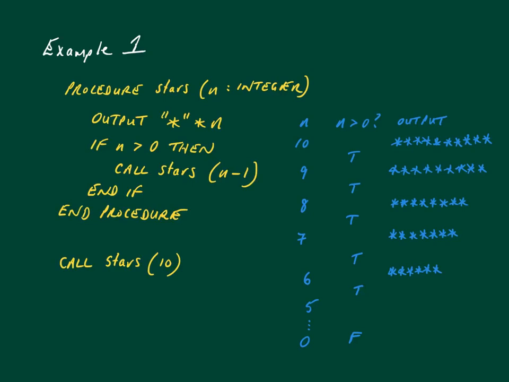It's maybe quite a hard idea to get around, but just think of every time you call stars, it creates a copy of that procedure in memory, and the previous copy of stars in memory is paused, a bit like a process in the CPU. It's paused at this point here, and when you return to it, it continues execution from that state onwards.